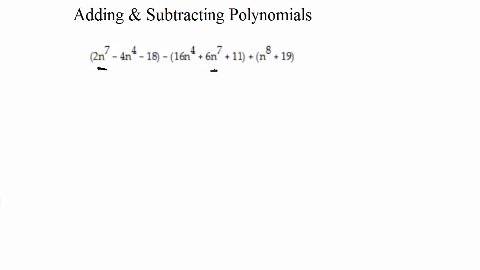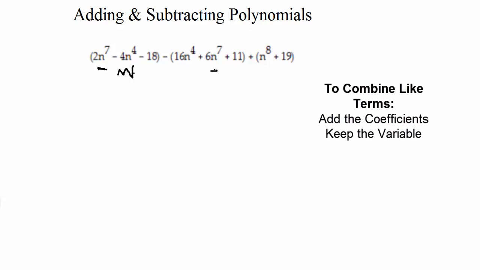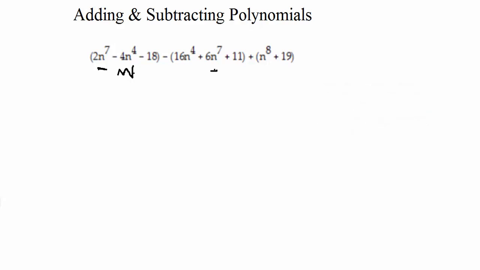A non-example would be the n to the 7th and the n to the 4th. Those are not the same thing. Even though they're both n's, one is an n to the 7th power and one is an n to the 4th power. Those two are very different things, so they must be exactly alike. And what we remember about combining like terms is that we add together the coefficients and we keep the variable. So let's take a look at this problem and see what we have going on.